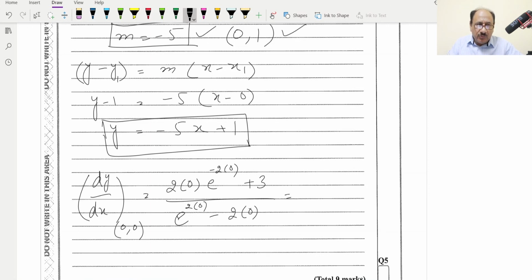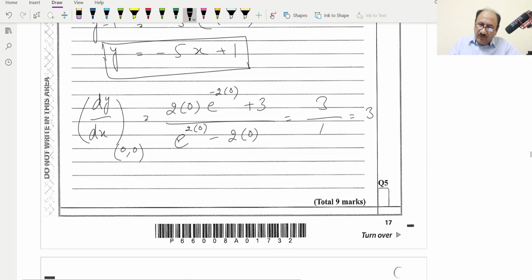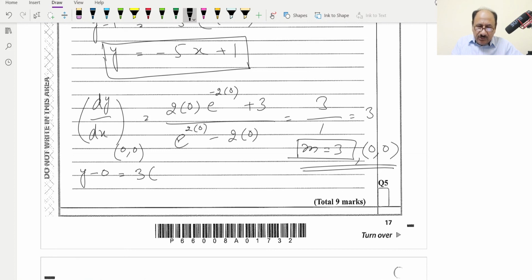This will be equal to 3, the numerator will be 3 and the denominator will be 1 minus 0, so 1, so this will be 3. So our gradient value, m value, is 3. We will be using m value as 3 and the point (0, 0), and we will use these two things to write the equation. The equation will be y minus y1, which is 0, is equal to the gradient times x minus 0, so y is equal to 3x. So this will be our second equation.